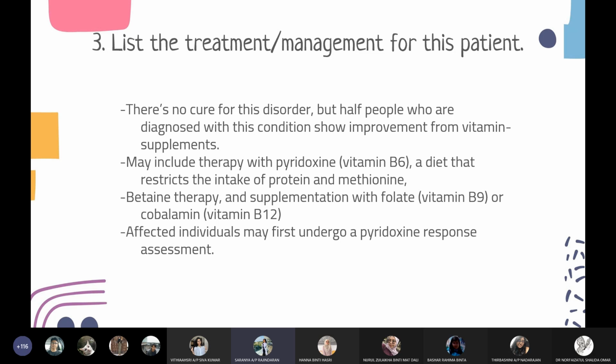Affected individuals may first undergo a pyridoxine response assessment. So that's all from our group. Thank you.